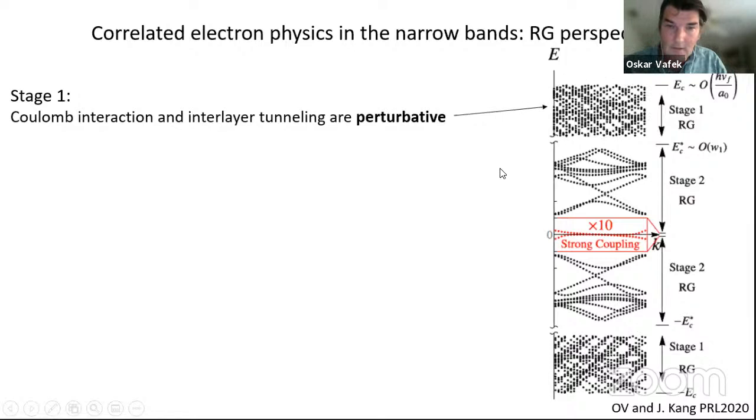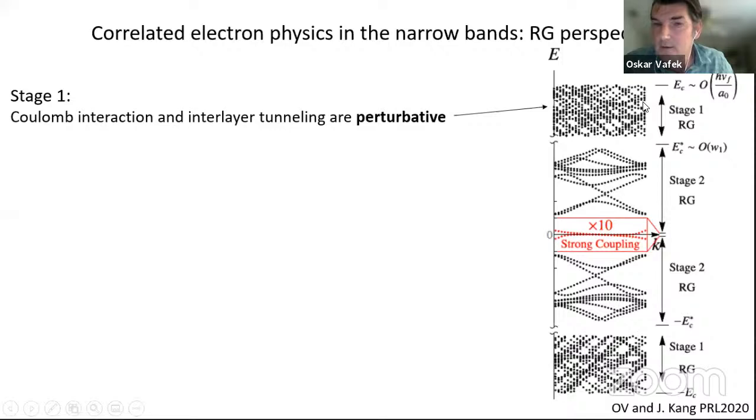Then there is another intermediate regime below this energy scale EC star. This energy scale is not sharply defined. It is only of the order of w1. And we should think about this as an energy scale at which a perturbative treatment of the interlayer tunneling starts breaking down.